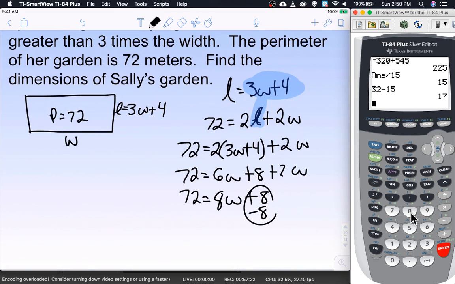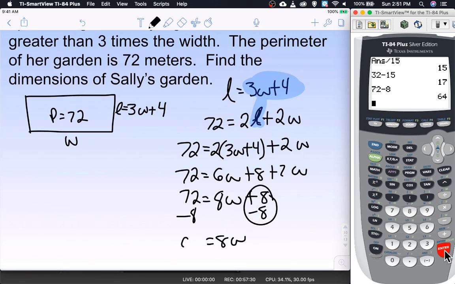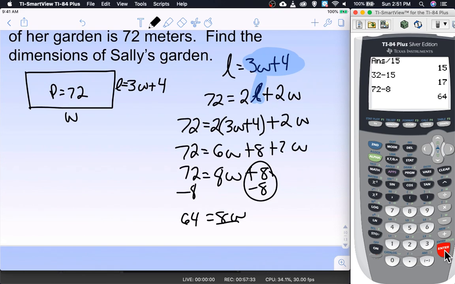I subtract 8 on both sides, and 8w equals, I don't want to make a silly mistake in the middle of the problem, so I double check it, 64. And then when we divide by 8 on both sides, w equals 8. I found the width of Sally's garden. Sally's garden is 8 meters wide.